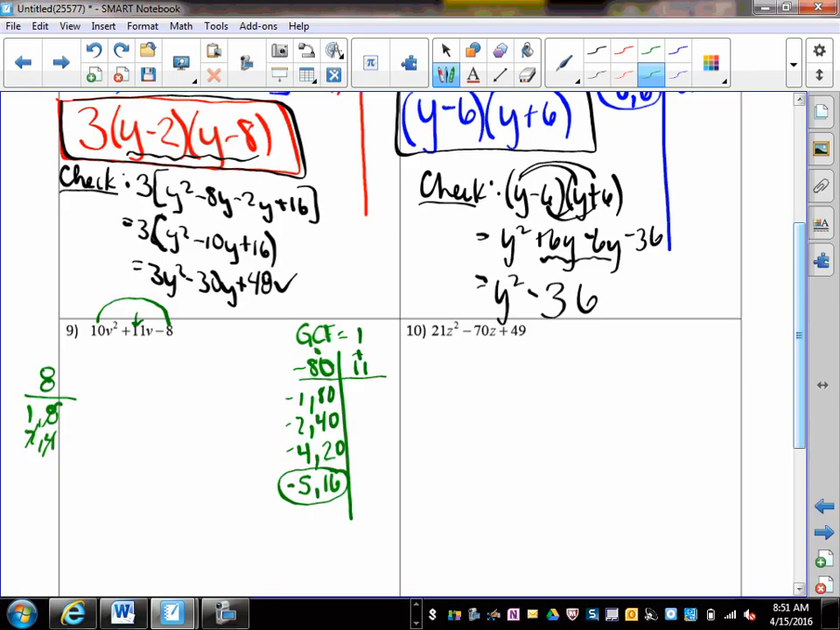Adriana, what's my leading coefficient? My leading coefficient is 10. So can I do my shortcut? No! Don't do your shortcut unless what, Jason? When can I do the shortcut? Good, when the leading coefficient is 1. We cannot do the shortcut here.